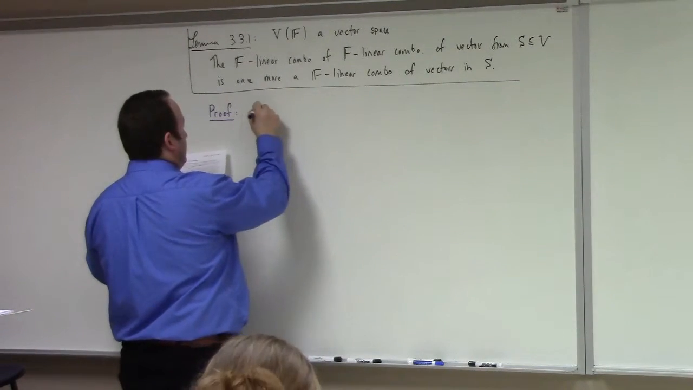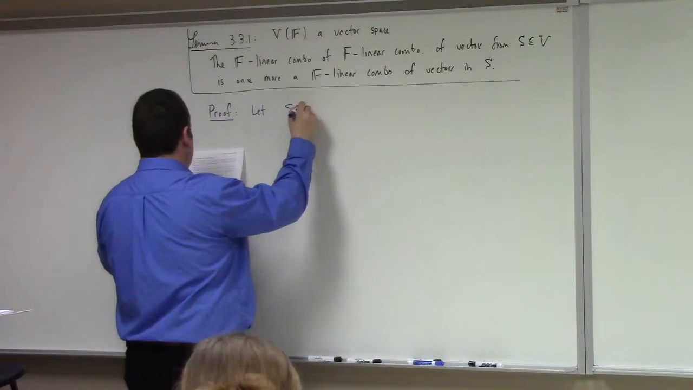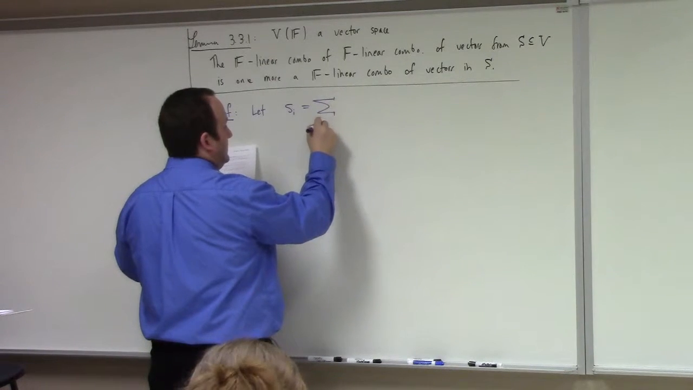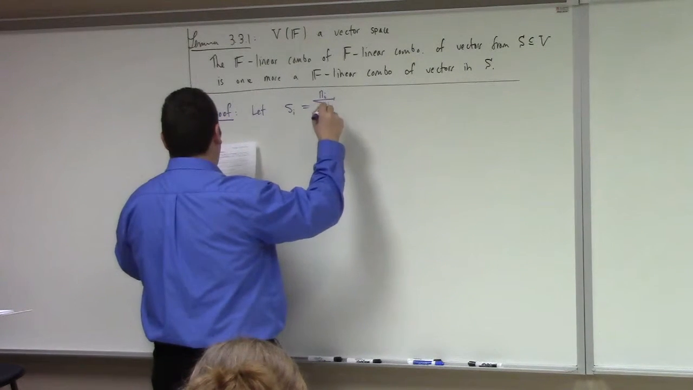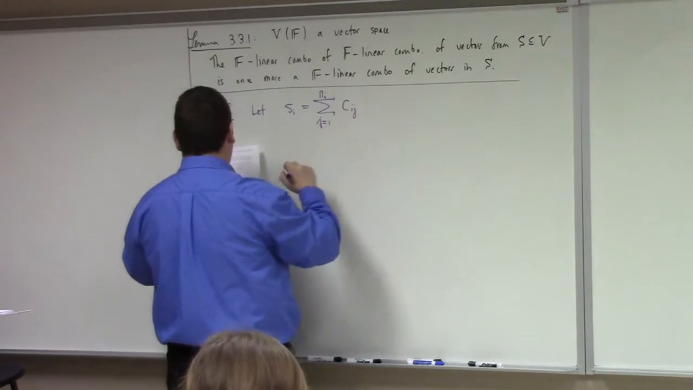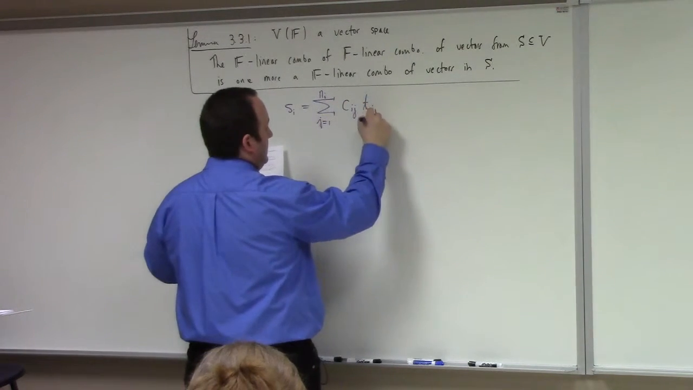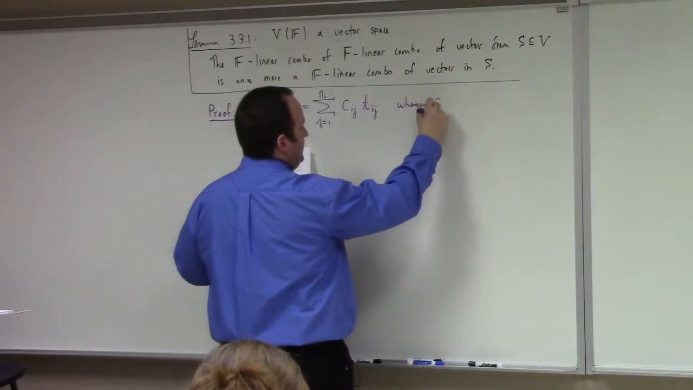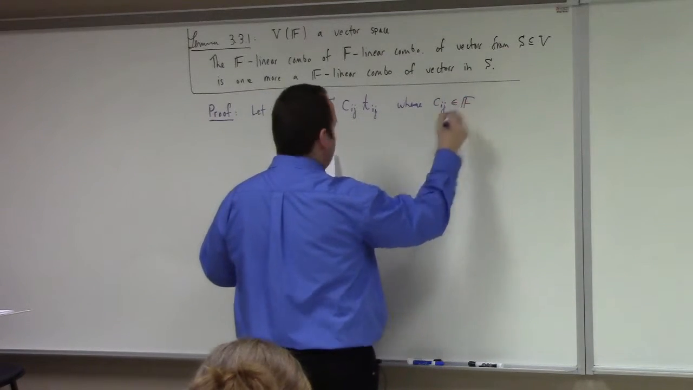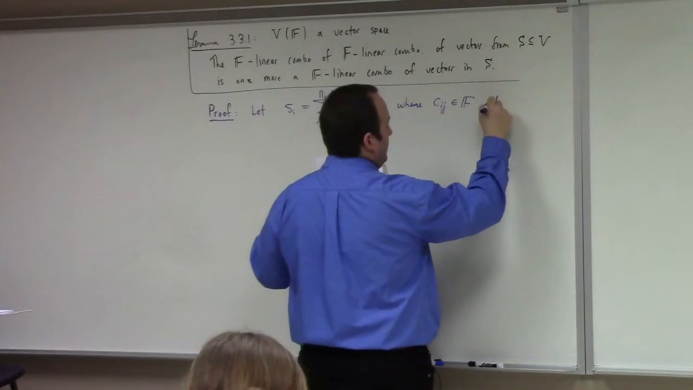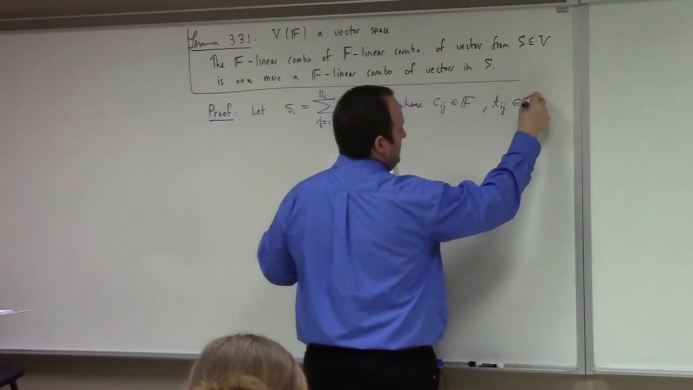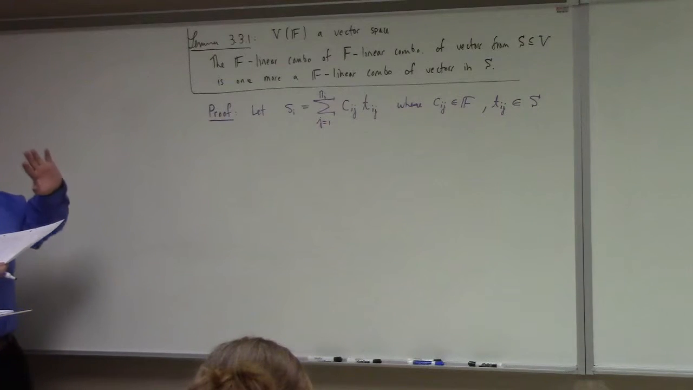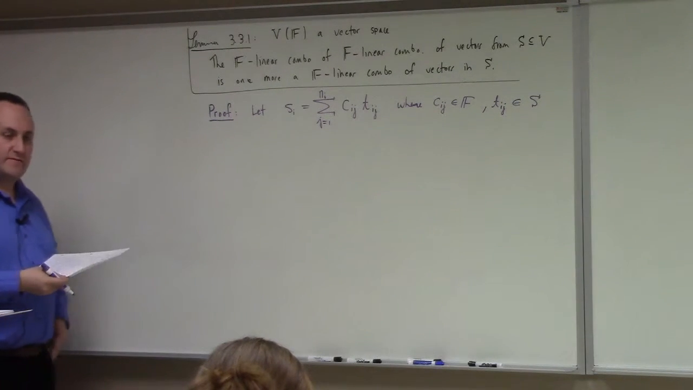So let s_i equal the sum, j equals 1 to n_i, of c_ij t_ij. So here c_ij are our scalars in the field, and the t_ij are vectors in S. I actually don't care how many vectors there are in S. The point is I have to look at finite linear combinations. S could even be an infinite set. Fair enough.